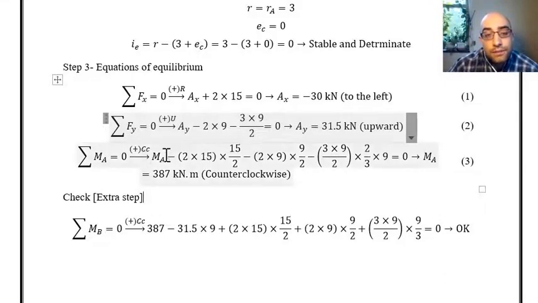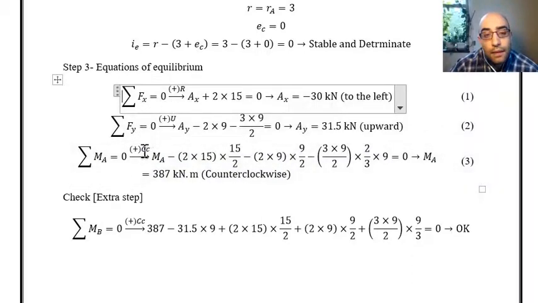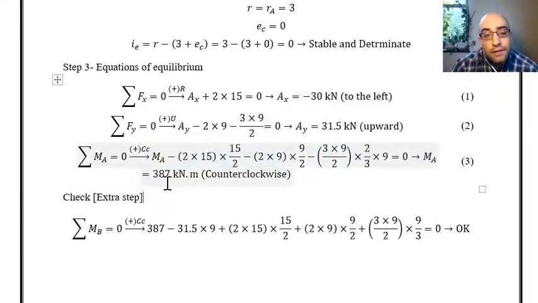This is the equation. And now if I solve this equation, I can find the value of MA as 387 kilonewton meter, and the value is positive, which means that my assumption is right and the direction is counterclockwise. So we could find the horizontal reaction at A, we could find the vertical reaction at A, and we could also find the bending moment at point A.